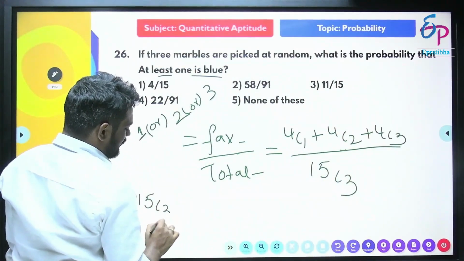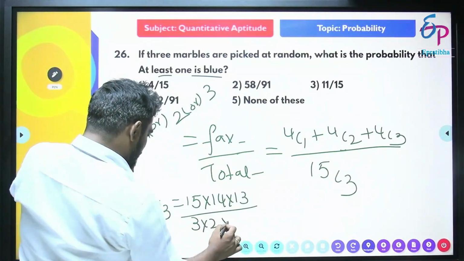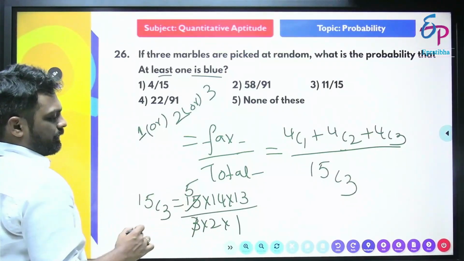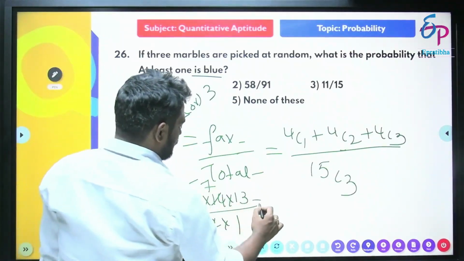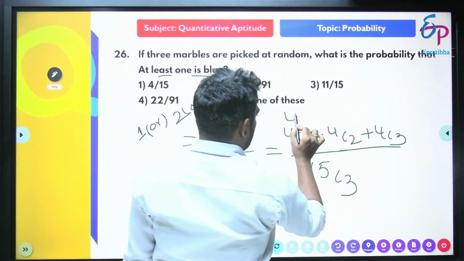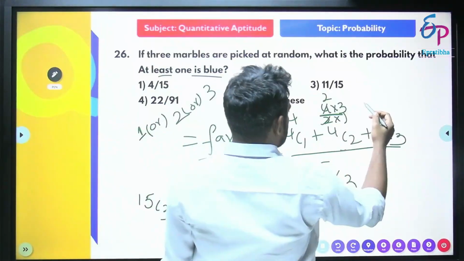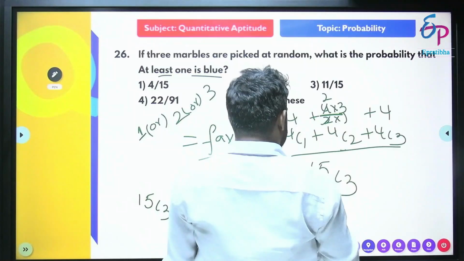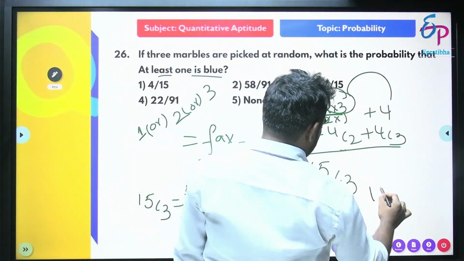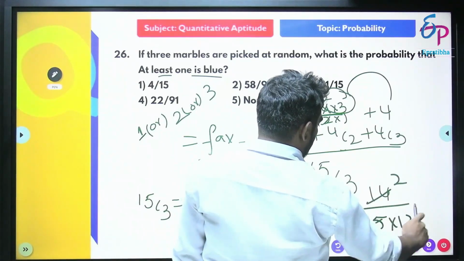We can calculate the 15C3 value. 15C3 is 15 into 14 into 13 by 3 into 2 into 1. 3 fives are 15. This is the value of 15C3: 7 into 13 by 2, sorry, 2 sevens, 35 into 13. 4C1 value is 4, 4C2 value is 4 into 3 by 2 into 1, which is 6, and 4C3 and 4C1 are both the same. 4 plus 6 is 10, plus 4 is 14. So the answer is 14 by 35 into 13. 7 twos are 14, 7 fives are 35, so 2 by 65.